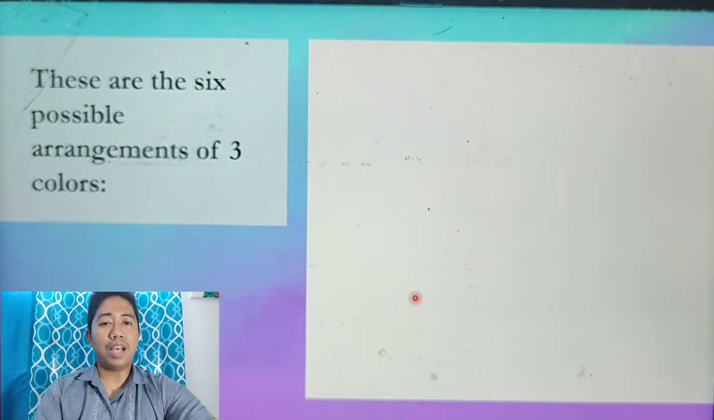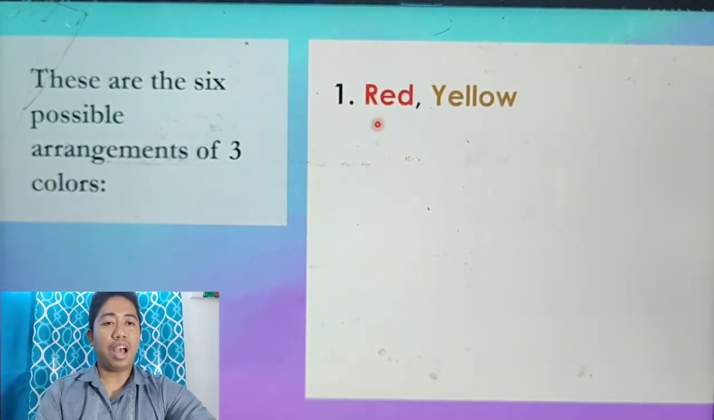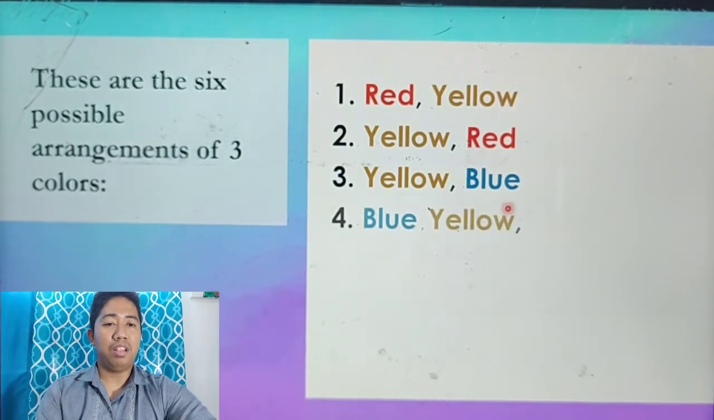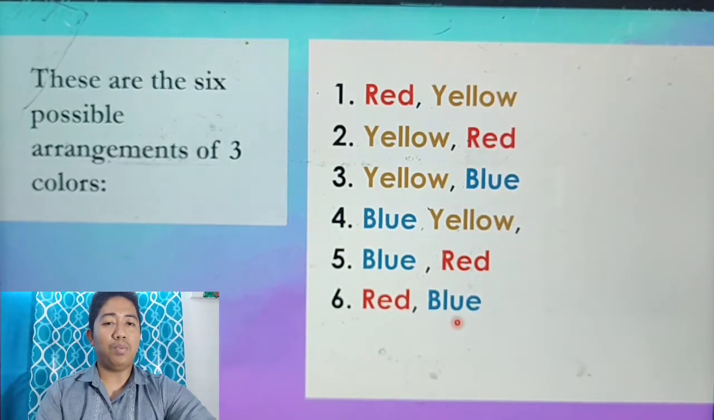There are 6 possible arrangements of the 3 different colors. First we have red and yellow. The second is yellow and red. Third is yellow and blue. The fourth is blue and yellow. The fifth is blue and red, and the sixth is red and blue. So we notice that there are different arrangements of 2 primary colors, a total of 6 possible arrangements.